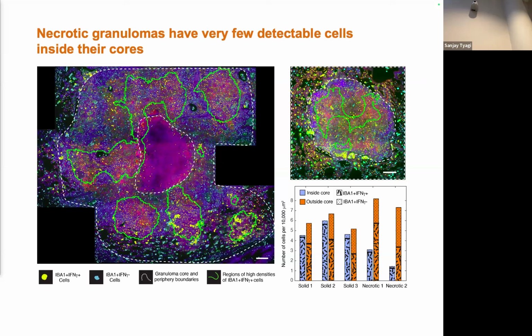And you can sort of see in the solid early granuloma, there's high density in the core, but in the late granuloma, such as these, the core doesn't have those cells. In fact, it has no cells. You can't really find cells because cells have sort of died. You can't find nuclei and so on. But what you find is that this granuloma is a late granuloma.